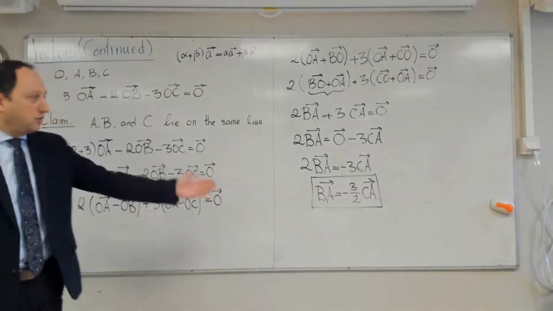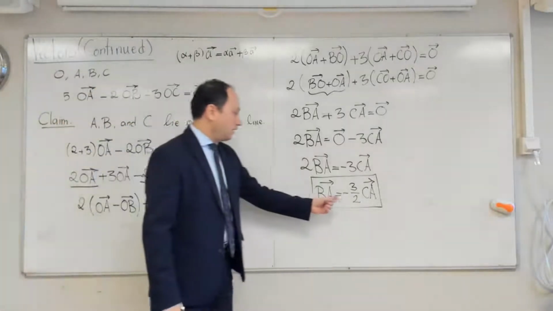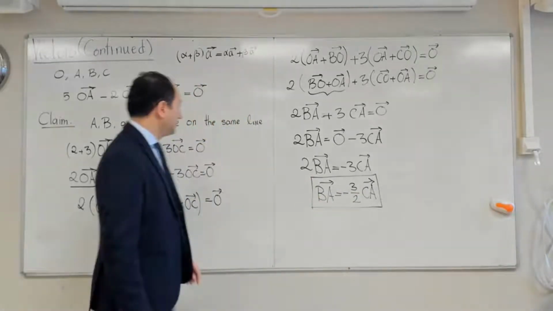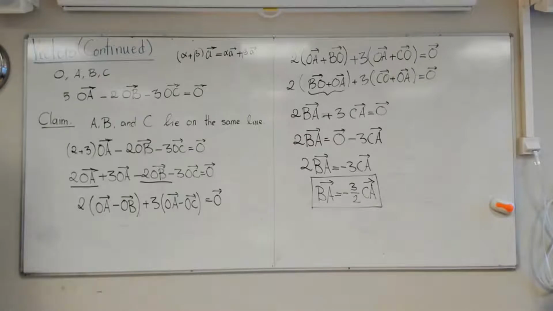Okay? And now I want to wait for you. Why do you think this equality between these 2 vectors implies that these 3 points have to be on the same straight line?